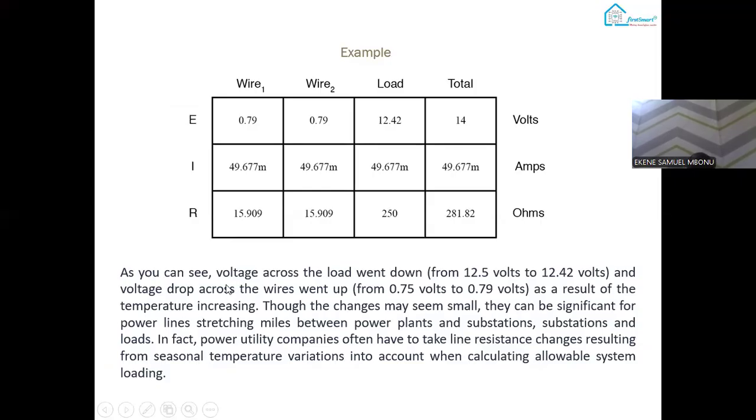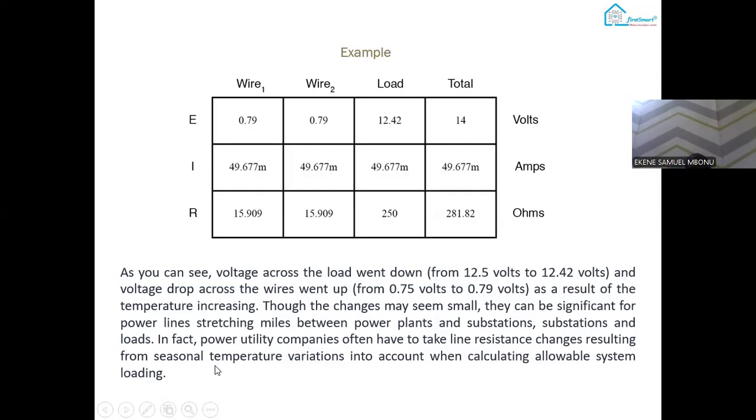As you can see, voltage across the load went down from 12.5 to 12.42 volts, and voltage drop across the wires went up from 0.75 volts to 0.79 volts as a result of temperature increasing. Though the changes may seem small, they can be significant for power lines stretching miles between power plants and substations and loads.